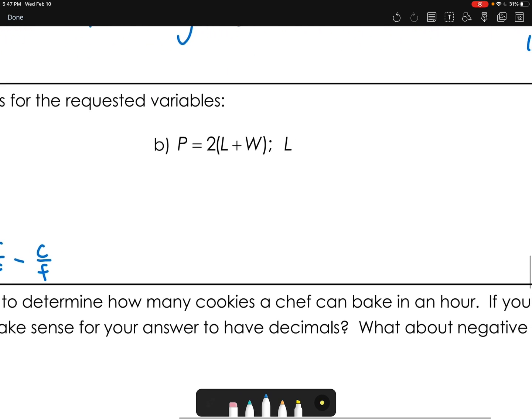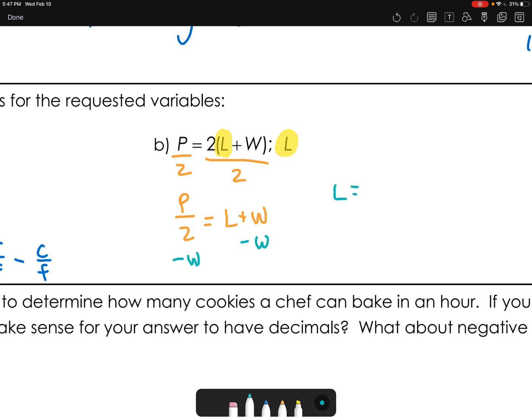Separated it. Okay, let's look at this one. We are solving for L, right? And so the first thing I'm going to do is divide by 2 on both sides. And I am left with P over 2 equals L plus W. I'm going to subtract W.